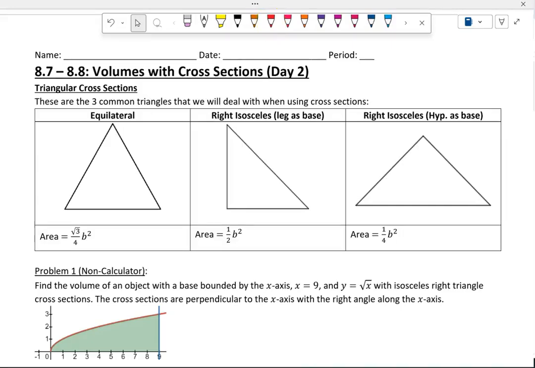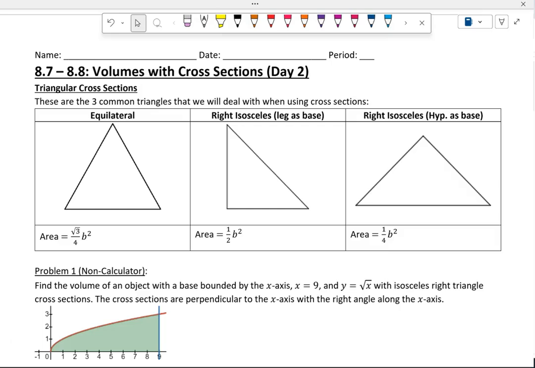Today we're going to be continuing our cross sections. So yesterday we looked at volume with cross sections. The math we did was just the squares and rectangles, but as I showed you in those little applets, we can have more than just squares and rectangles. We can have triangles, semicircles, pentagons, any of those things we can do.